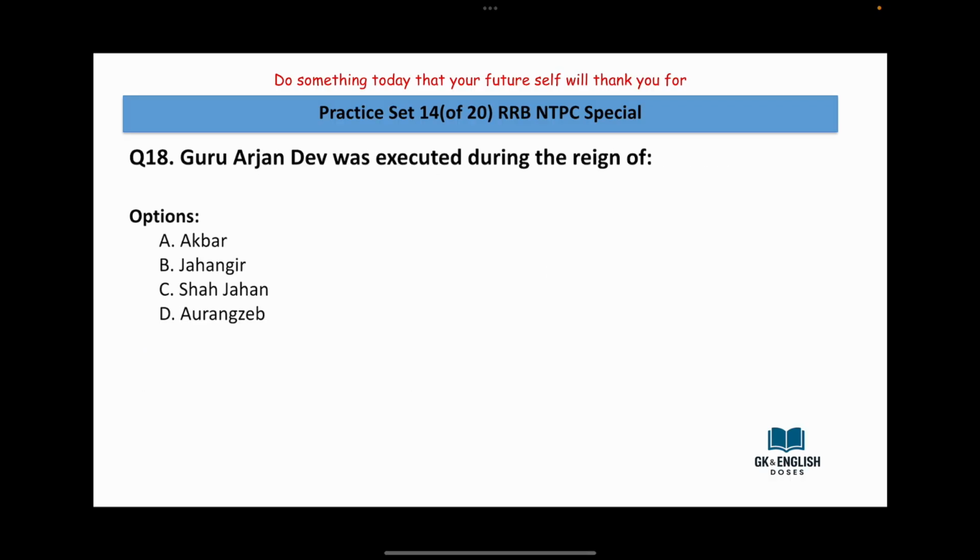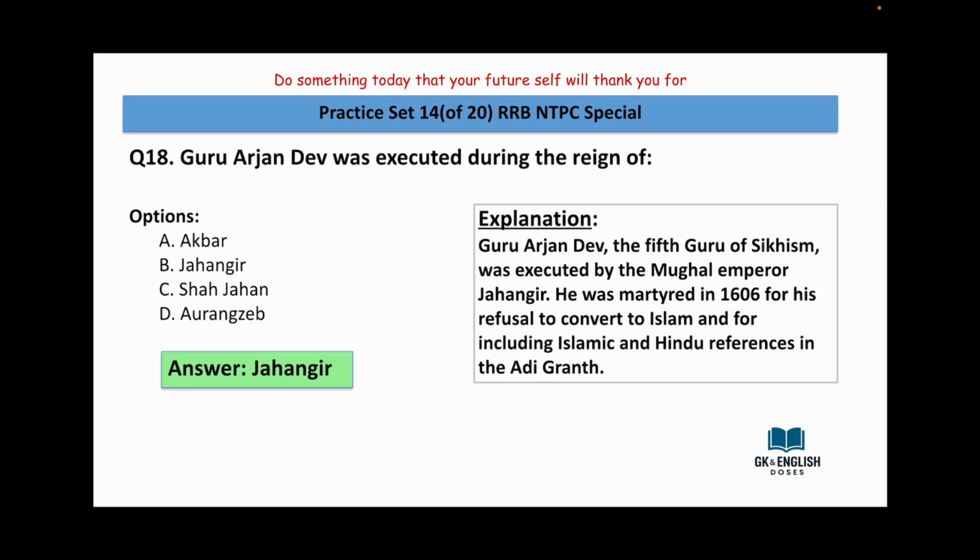Guru Arjan Dev was executed during the reign of Akbar, Jahangir, Shah Jahan, Aurangzeb. And the answer is Jahangir. Guru Arjan Dev, the fifth Guru of Sikhism, was executed by Mughal Emperor Jahangir. He was martyred in 1606 for his refusal to convert to Islam and for including Islamic and Hindu references in the Adi Granth.